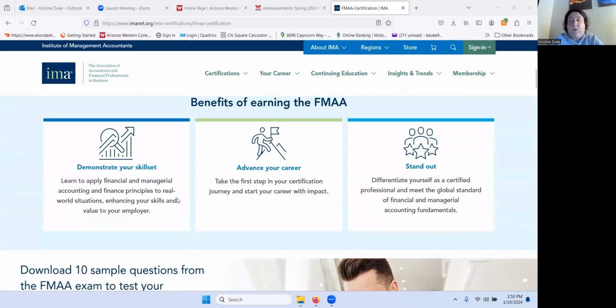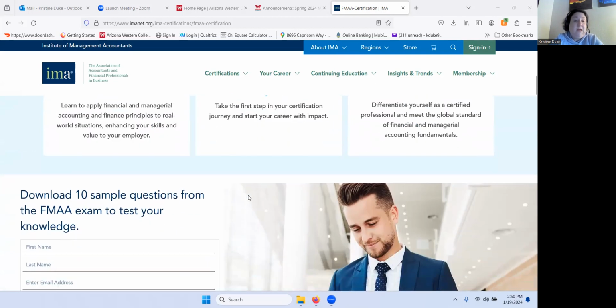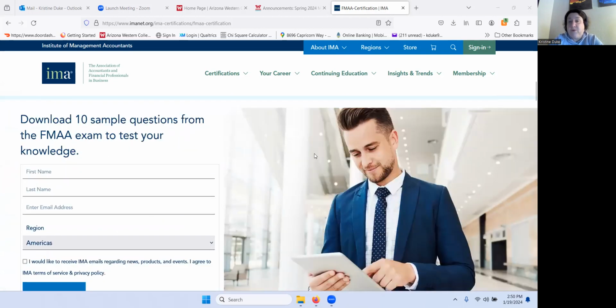So let me just go through a couple of things. It says, why do you want this? To demonstrate your skill set, advance your career? Yes, it can. Stand out. This would look great when you're trying to find a new job. If you want to download the 10 sample questions, you can. I also have them downloaded, so if you want, just shoot me an email and I'll send them to you.